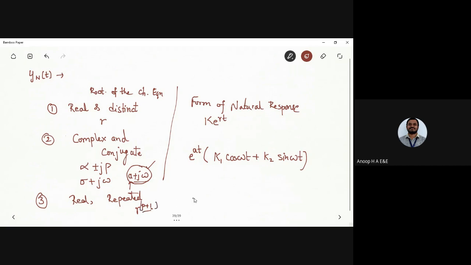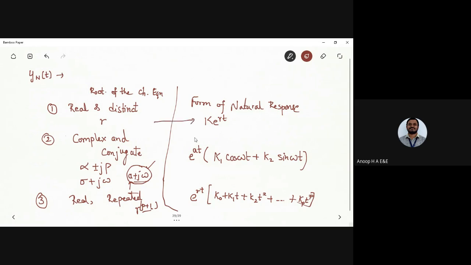So what is that response? It is e power rt into k naught plus k1 into t plus k2 t squared, okay, plus up to kp t power p. So this is the form of a natural response.